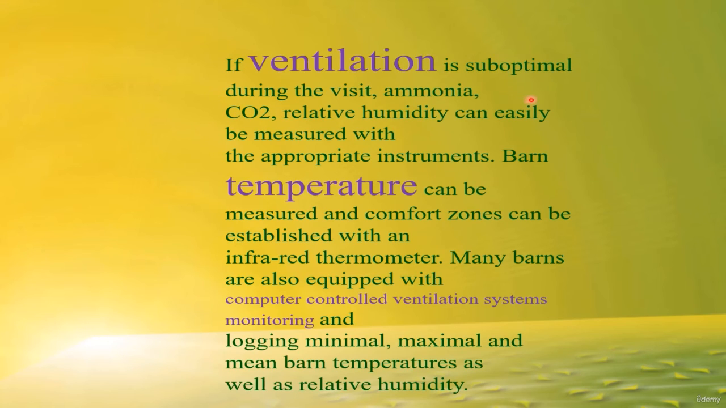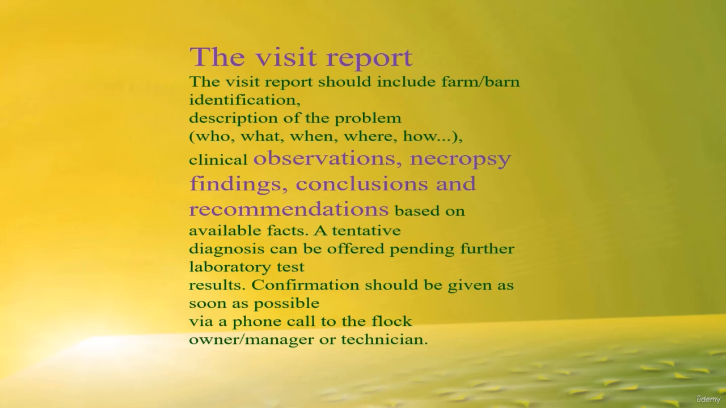If ventilation is suboptimal during the visit, ammonia, CO2, and relative humidity can easily be measured with the appropriate instrument. Barn temperature can be measured and comfort zone can be established with an infrared thermometer. Many barns are also equipped with computer-controlled ventilation system monitoring and logging minimal, maximal, and mean barn temperature as well as relative humidity.